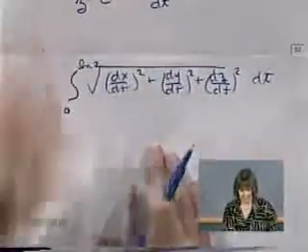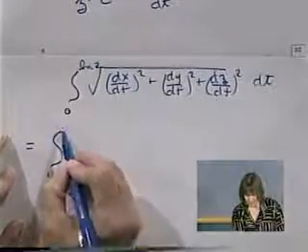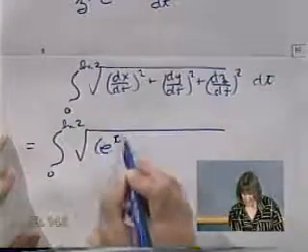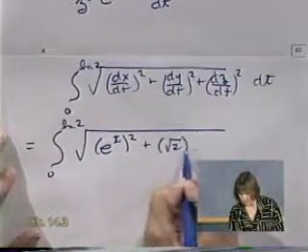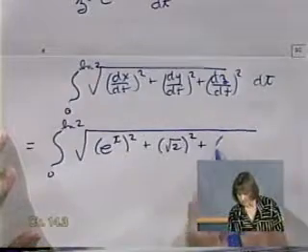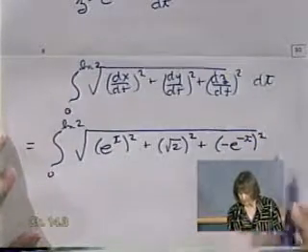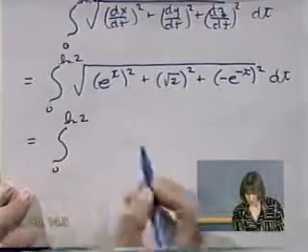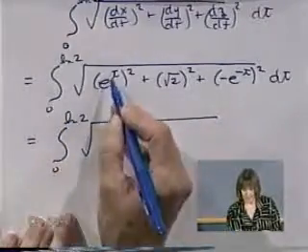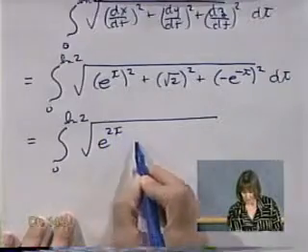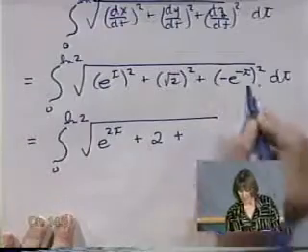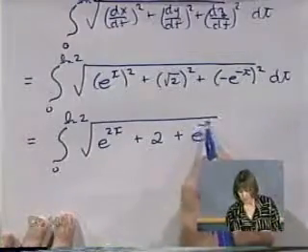Plugging these in, this gives me the integral from 0 to natural log 2 of square root of e to the t squared plus square root of 2 squared plus minus e to the minus t squared dt. Okay, and now e to the t squared is e to the 2t. Square root of 2 squared is 2. The minus squared gives me a plus, but e to the minus t squared is e to the minus 2t.